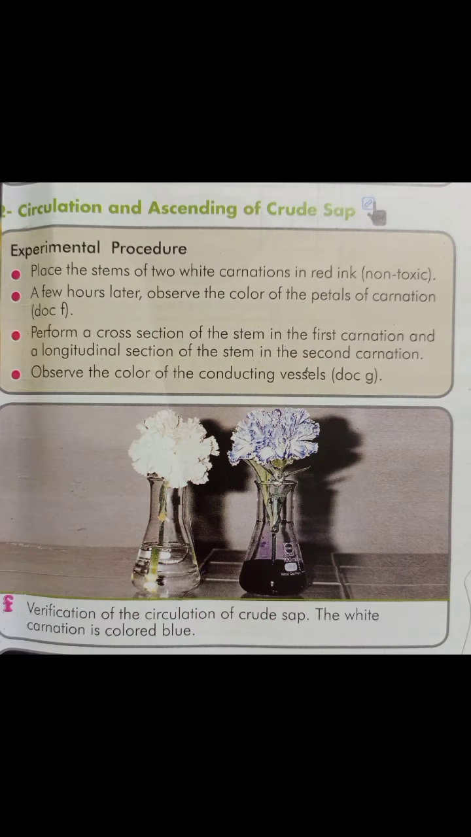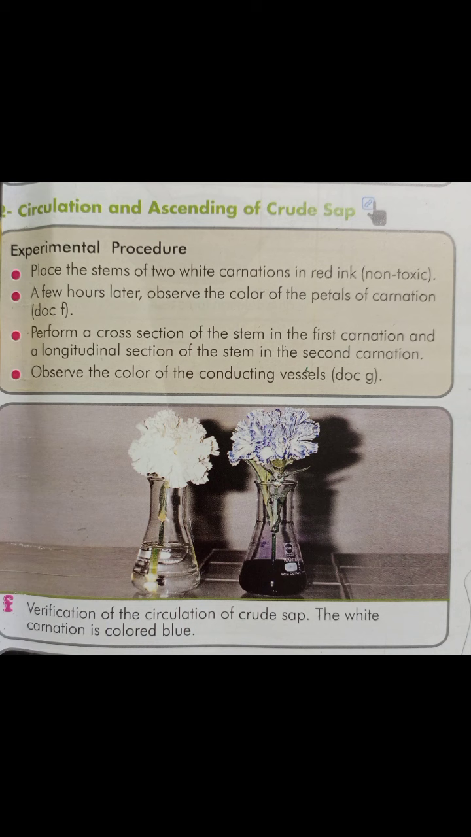I'm going to explain. The structures that circulate, that means to transport or conduct, crude sap are conductive cells. They are called xylem, which carry crude sap upward. The xylem are conductive vessels, thin thread-like structures. Determine the direction of flow of crude sap.